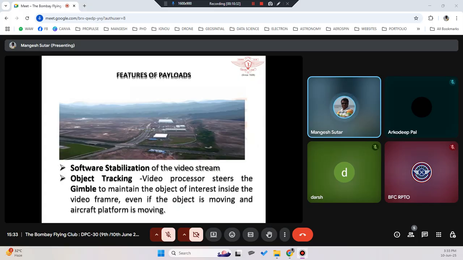So at that point in time, when I'm flying the drone, it will track that particular object. Okay, so object tracking is possible, and the gimbal helps to steer it smoothly to that particular object. It could be that the object is moving or the aircraft platform is moving. It doesn't matter at that point in time.